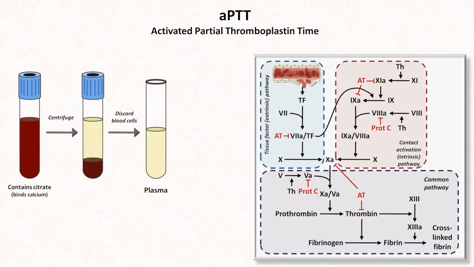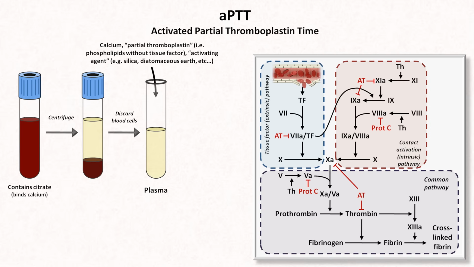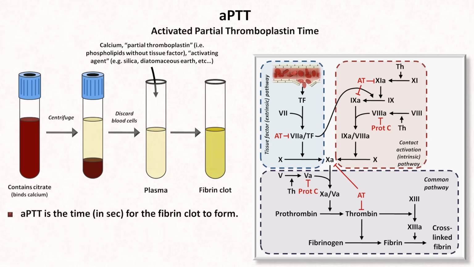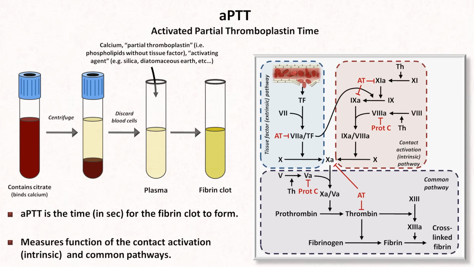Once the plasma has been separated from the cells, instead of calcium and thromboplastin, calcium and something called partial thromboplastin is added. This partial thromboplastin consists of phospholipids without tissue factor. And without tissue factor present, an activating agent must be added in its place, which is often silica or diatomaceous earth. As with the PT, the PTT is the time in seconds it takes for the fibrin clot to form. The PTT measures the function of the contact activation and common pathways.